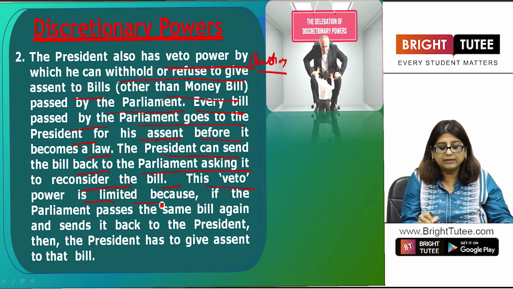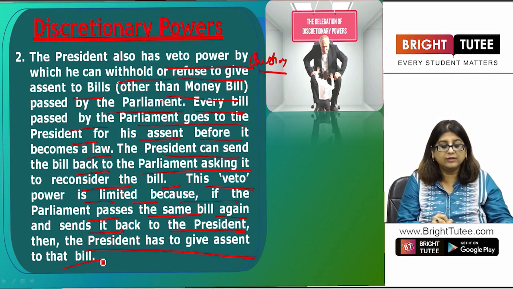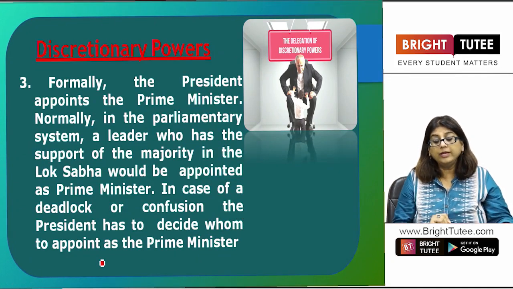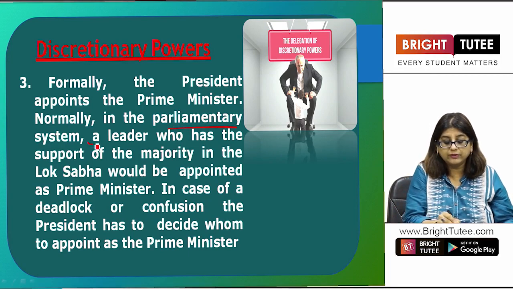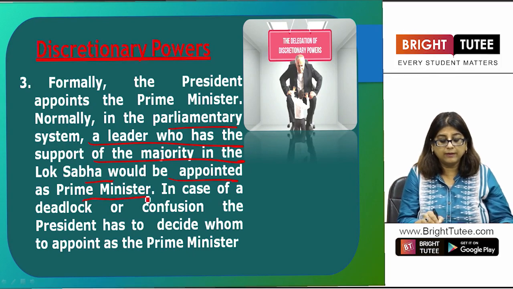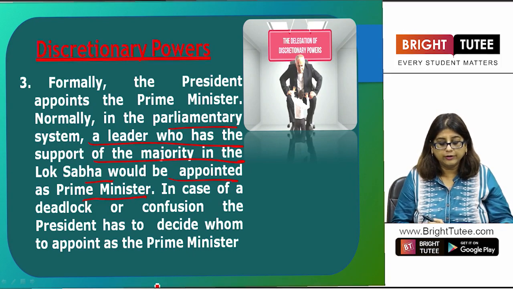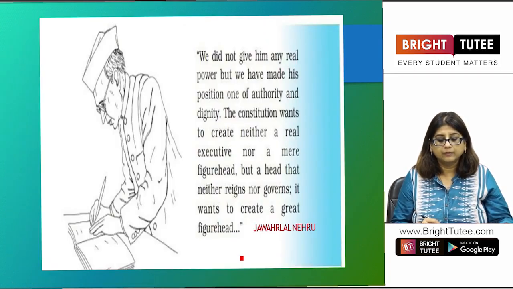This veto power is limited, because if the parliament passes the same bill again and sends it back to the president, then the president has to give assent to that bill. Formally, the president appoints the prime minister, and normally in the parliamentary system, a leader who has the support of the majority in the Lok Sabha would be appointed as prime minister. And in case of a deadlock or confusion, the president has to decide whom to appoint as prime minister.